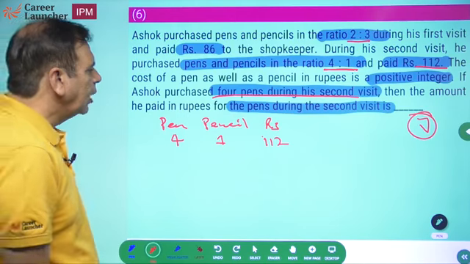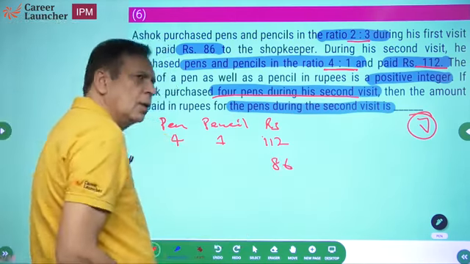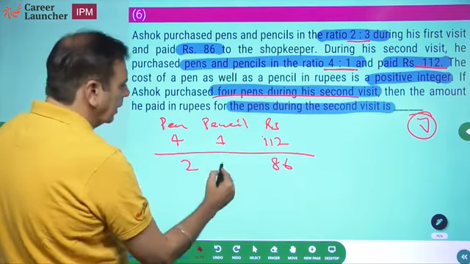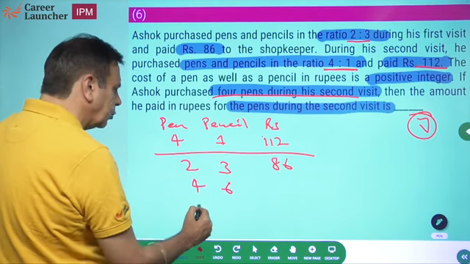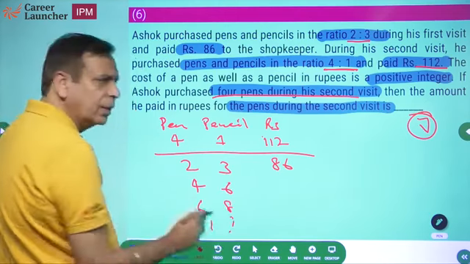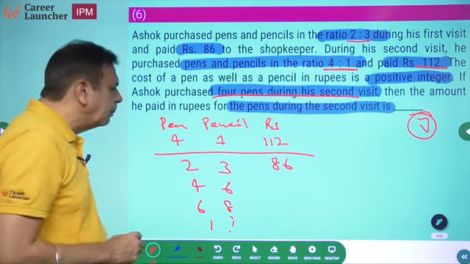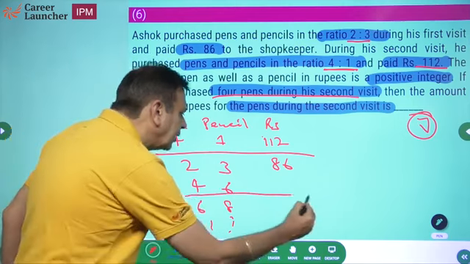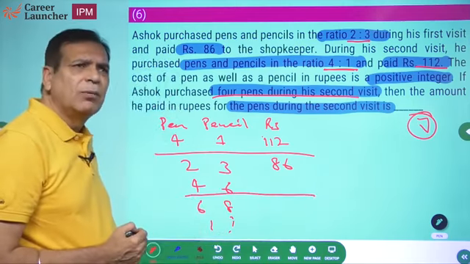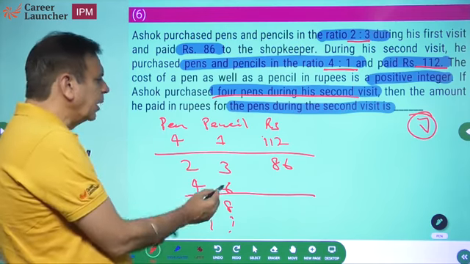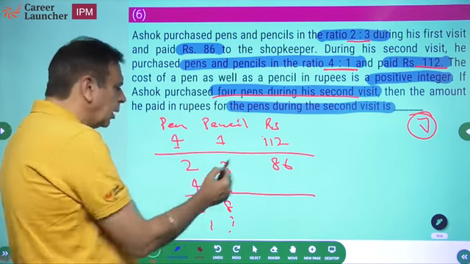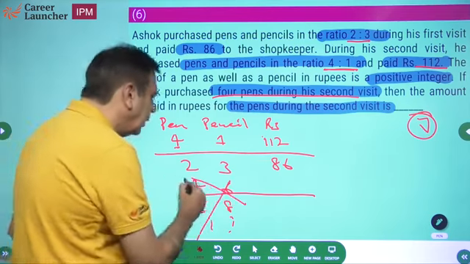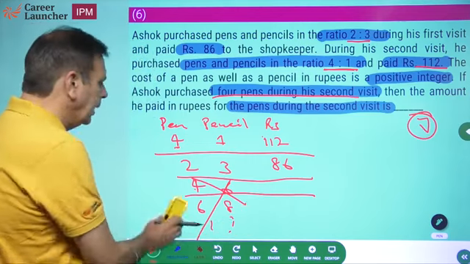Okay. In the first visit, he had paid 86. How many pens and pencils? We don't know, but it could be 2 pens and 3 pencils. It could be 4 pens and 6 pencils. It could be 6 pens and 8 pencils, and so on. कुछ भी हो सकता है ना. अब जरा ऊपर वाले से कंपेयर करो. 4 pens and 1 pencil is 112. 4 pens and 6 pencils, will it be more than 112 or less than 112? Okay. 4 pens and 6 pencils, because 4 pens and 1 pencil is 112, will be more than 112. That means this is not the case. This is, he purchased 2 pens and 3 pencils in 86 rupees.